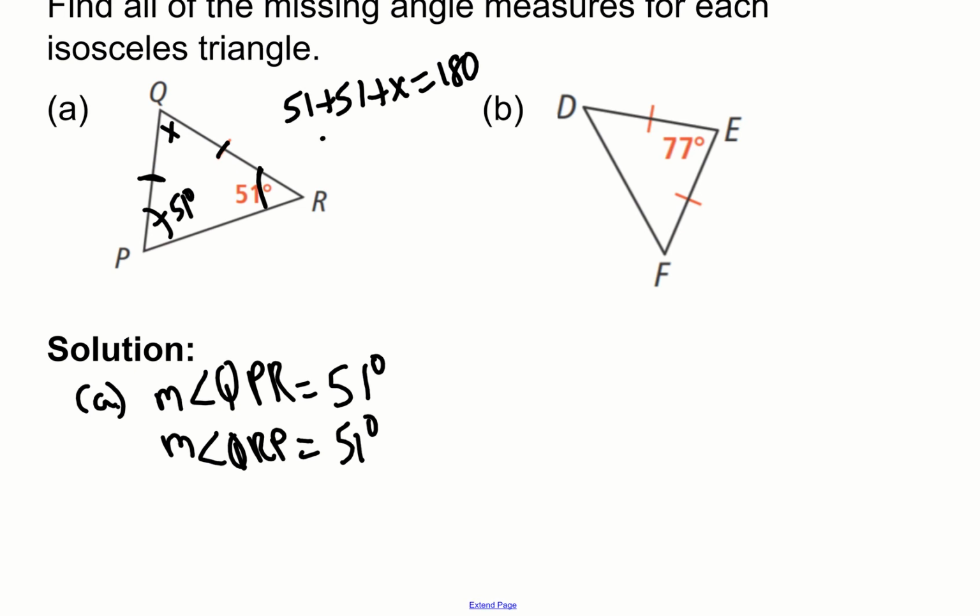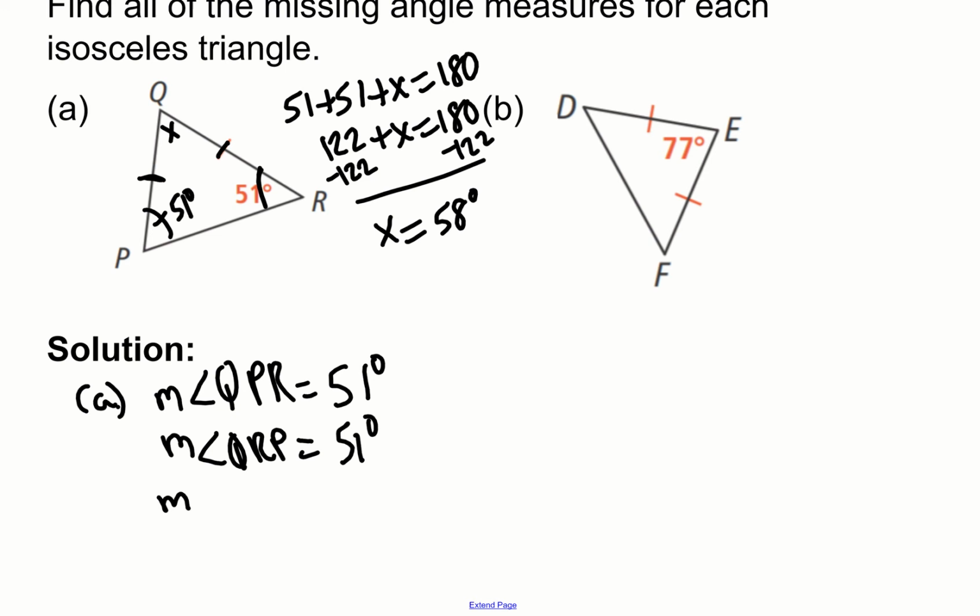So 51 plus 51, that's 102. And then we subtract both sides by 102. And so we get the missing angle. And the missing angle is 58 degrees. And so now we know that the measure of angle PQR is 58 degrees.